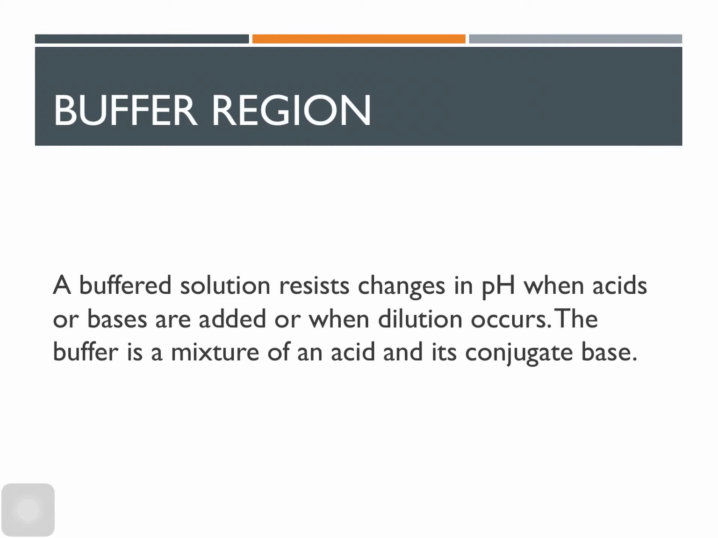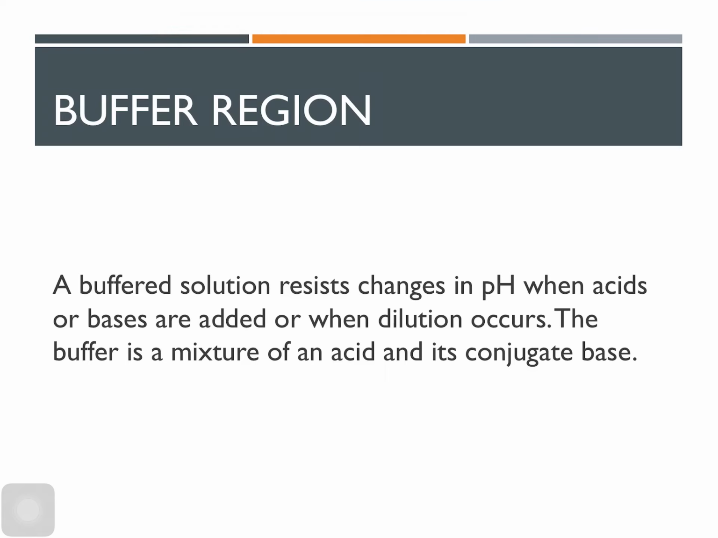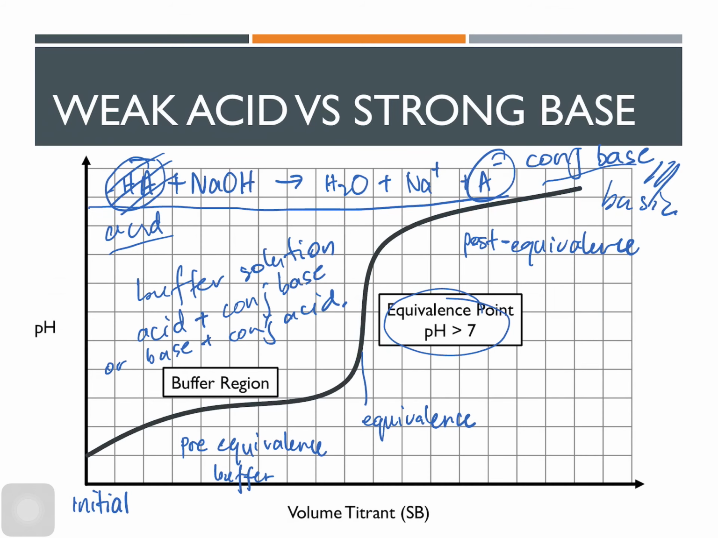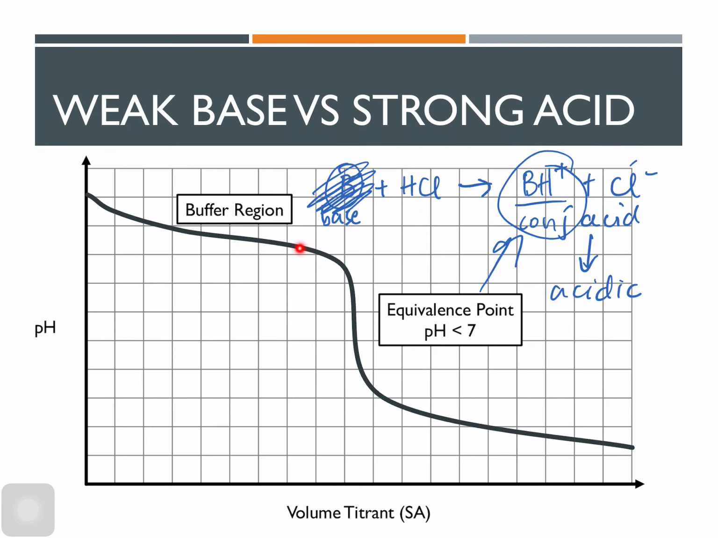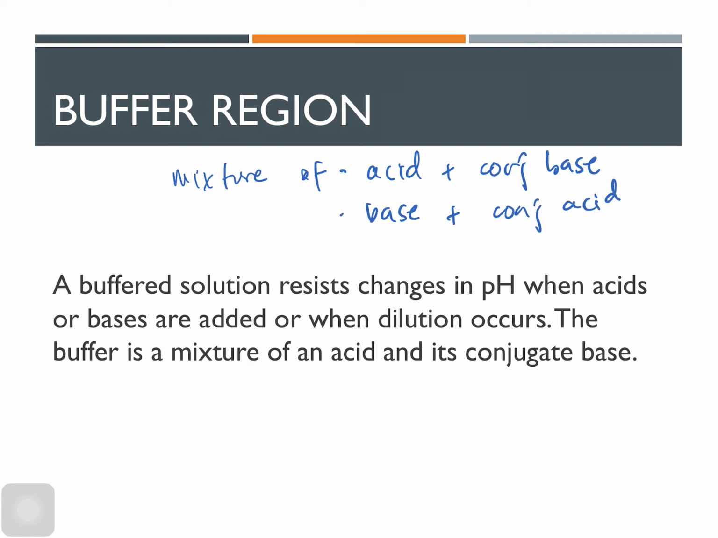Okay, so last time we discussed titration curves, and today we're going to focus on the buffer region, the point at which the pH does not change that much at all. Okay, so here they are. For the buffer region to happen, you should have a mixture of an acid and its conjugate base, or a base plus its conjugate acid. You have to have one of the following for you to have a buffer region.